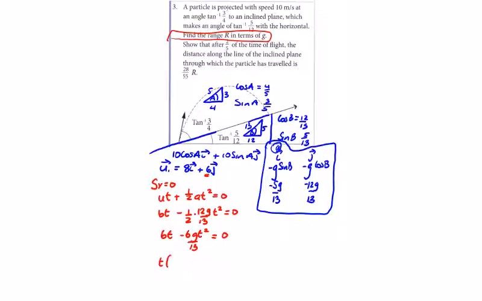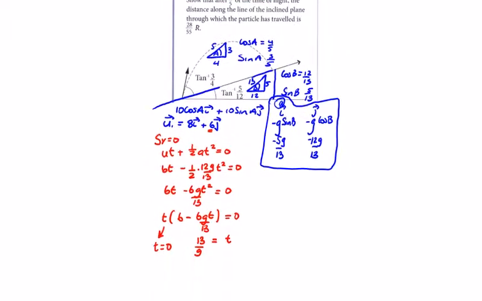So factor out your t to get 6 minus 6gt/13 equals 0. So we have my initial time is equal to 0, or 13 times 6 divided by 6, which is going to be 13. So we're going to get 13, and we'd have to divide by g to get t. So 13/g is equal to t. Now we need to plug this into s of x. So let's find out s of x.